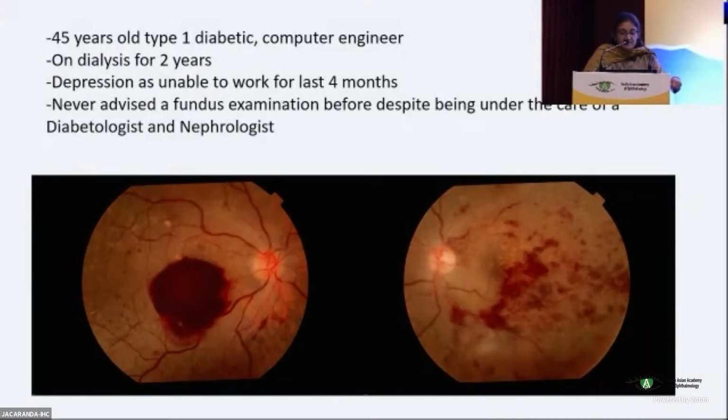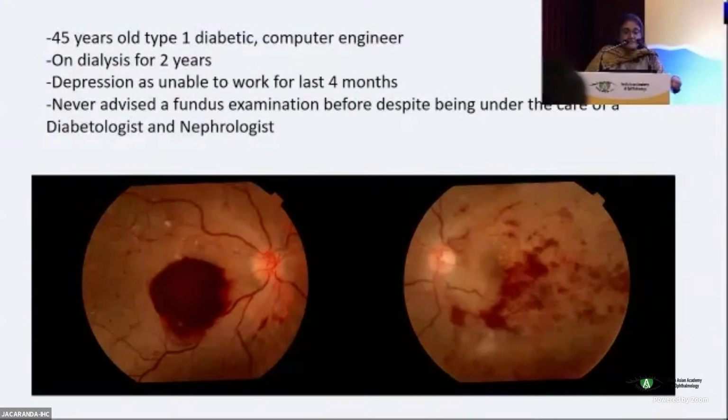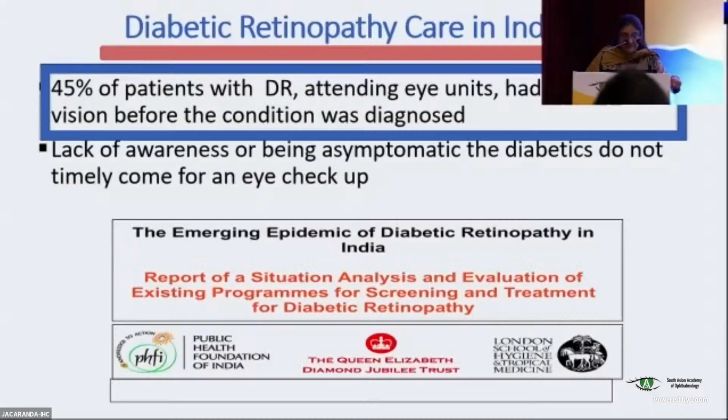Now, I would just start my talk with this particular case example, which is a young patient, 45 years old, and he's a type 1 diabetic on dialysis for the last 2 years, already in a state of depression. He was a computer engineer, not able to work for the last 4 months, and had never been advised a fundus examination before, despite being under the care of a diabetologist and nephrologist. So this is the kind of awareness that we have amongst the patients as well as amongst our healthcare workers.